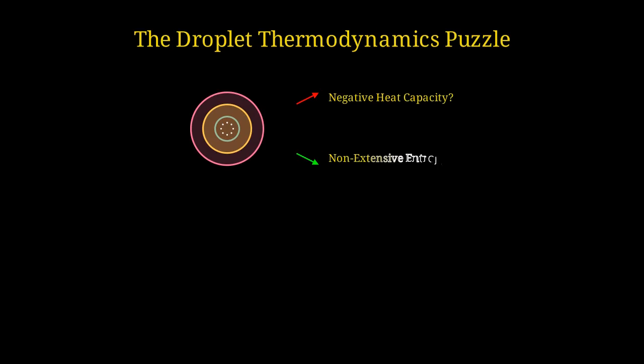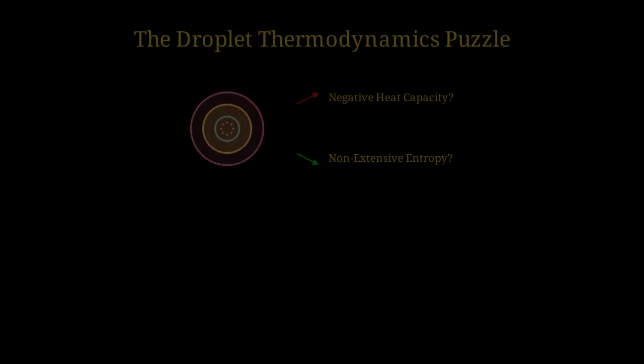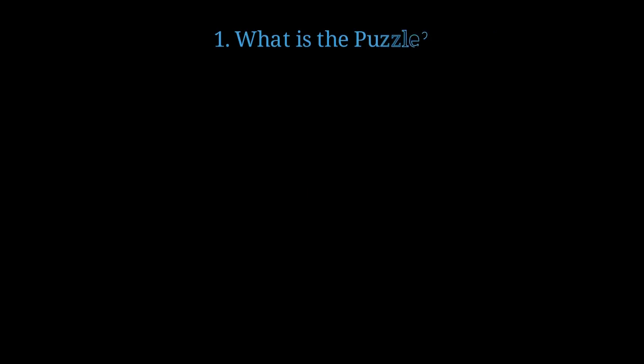Welcome to one of the most fascinating puzzles in modern physics: the strange behavior of tiny droplets that seems to break the laws of thermodynamics. At the nanoscale, tiny droplets exhibit bizarre properties, negative heat capacities and non-extensive entropy. These phenomena challenge our fundamental understanding of thermodynamics. Let's first understand what makes droplet thermodynamics so puzzling.